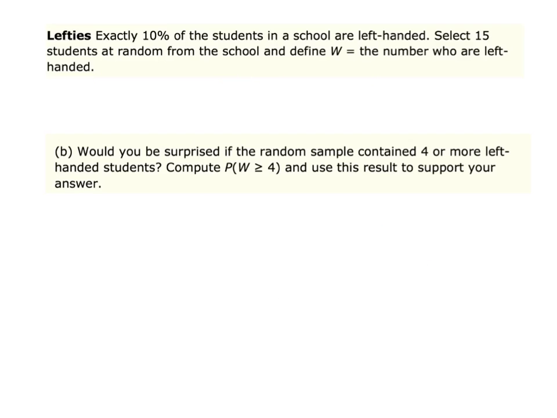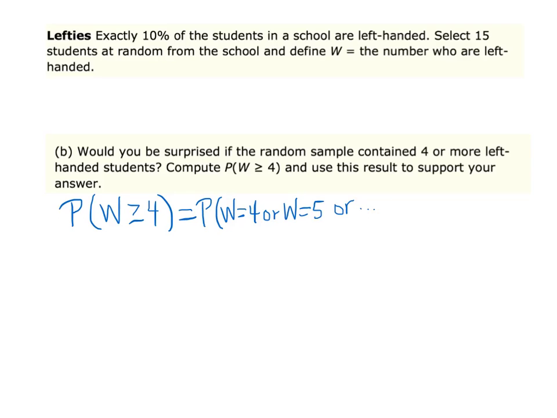This next question asks if I'd be surprised to find that the random sample contained 4 or more left-handed students, and we're going to compute the probability that W is greater than or equal to 4 and use this result to support our answer. So first, let's deal with this idea of the probability that W is greater than or equal to 4. And this is 4 out of 15. Now, this translates to the probability that W equals 4, or W equals 5, or 6, 7, 8, 9, 10, 11, 12, 13, 14, 15.